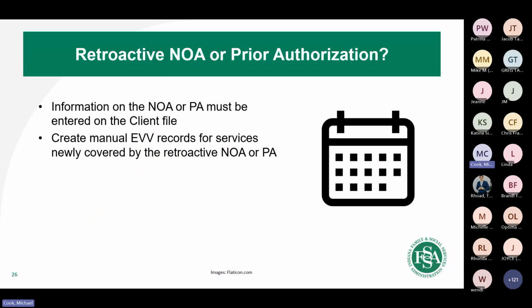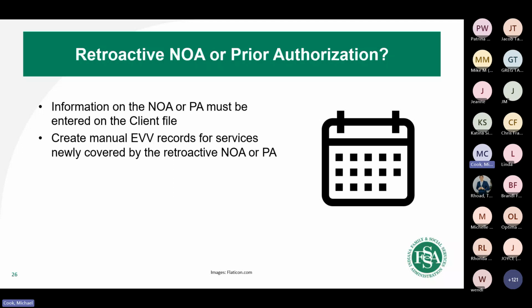Now, what if you run into the issue of retroactive notice of action or prior authorization? The information on the NOA or a prior authorization must be entered on the client file. And this is an example where we would support creating manual EVV records. You would do this for any services that are newly covered by a retroactive notice of action or prior authorization.